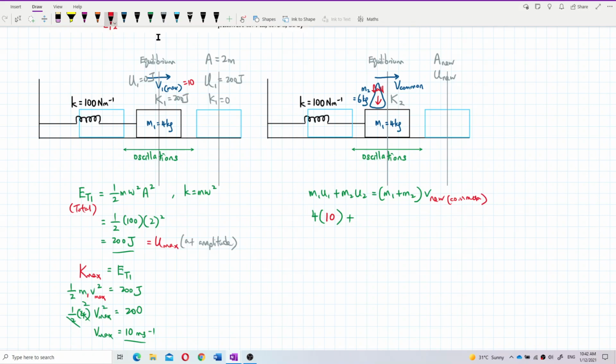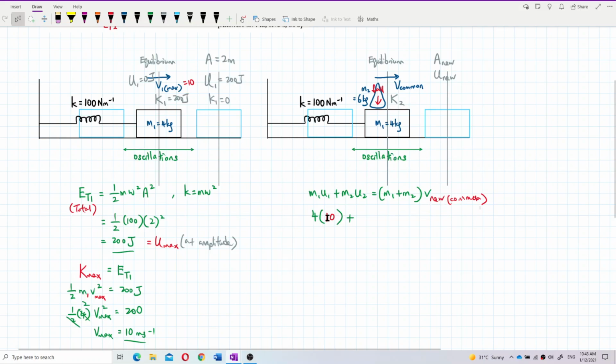Before the 6 kilogram drops onto it at the equilibrium position, the 4 kilogram is traveling at 10 meter per second. Understand or not? 10 meter per second. Now suddenly the 6 kilogram falls onto it. Both of them stick together. So the velocity changes from 10 to a common velocity. Surely it will drop from 10 to a lower value. So we need to find this common velocity here.